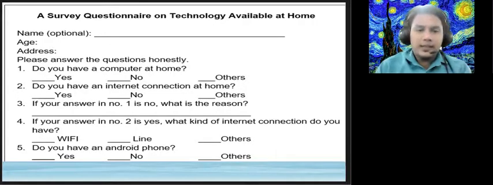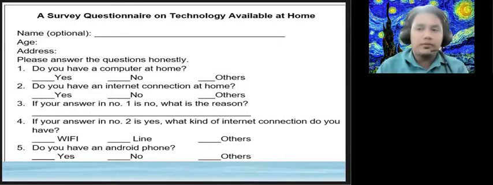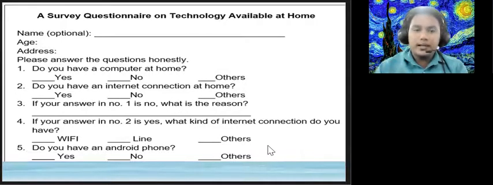Then, fourth one, if your answer in number two is yes, what kind of internet connection do you have? Do you think it is relevant to the topic? Kasi ang topic mo, technology available at home. Hindi na kailangan, so you should omit that question, delete that question. Next, do you have an Android phone? Meron na naman tayong others. Tatanggalin natin yung others kahit yes or no lang naman. Hindi na kailangan yung tanong na ito, it must be deleted. Why? Because sabi technology available at home lang.